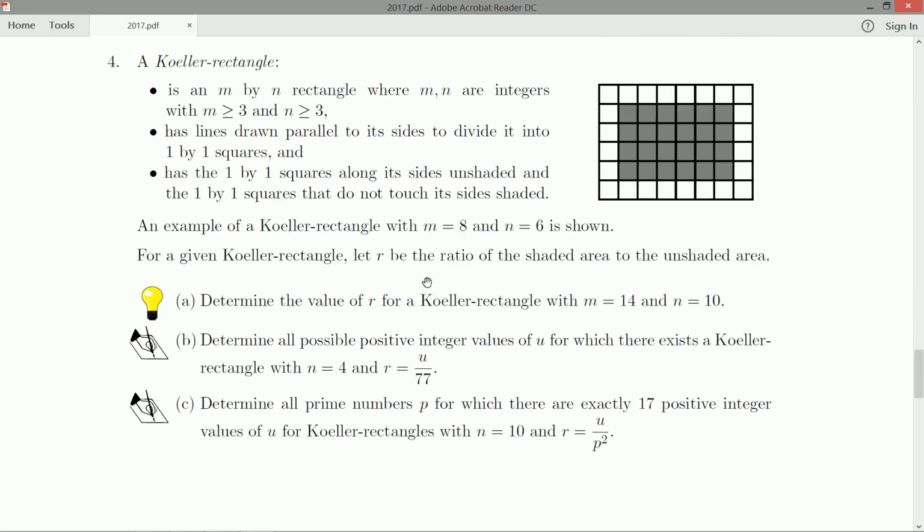For a given Keller rectangle, let R be the ratio of the shaded area to the unshaded area. Okay, so in particular, we do need to have that order proper, shaded to unshaded. If we mess that up, we're going to probably have some problems. Well, we have a light bulb and 2 written parts here. Light bulb, part A, determine the value of R for a Keller rectangle with m is 14 and n is 10.